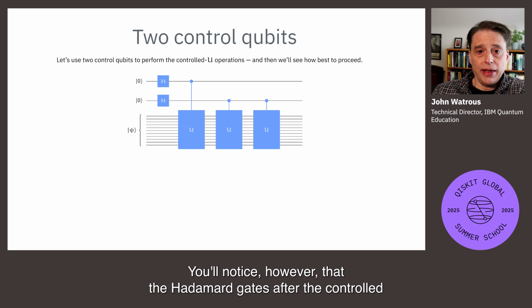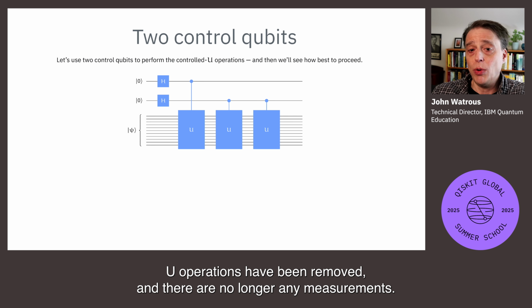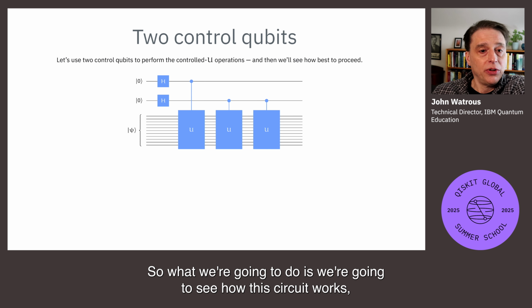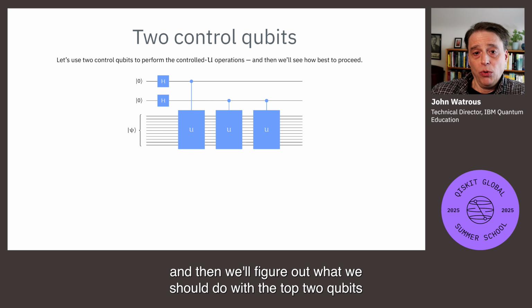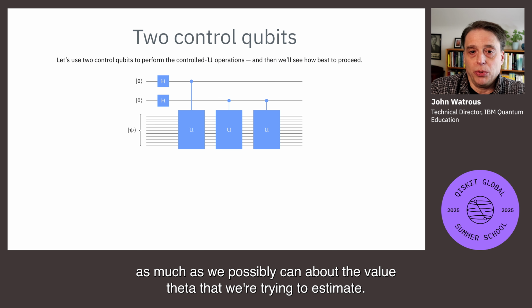You'll notice, however, that the Hadamard gates after the controlled U operations have been removed, and there are no longer any measurements. So what we're going to do is we're going to see how this circuit works, and then we'll figure out what we should do with the top 2 qubits in order to learn as much as we possibly can about the value theta that we're trying to estimate.